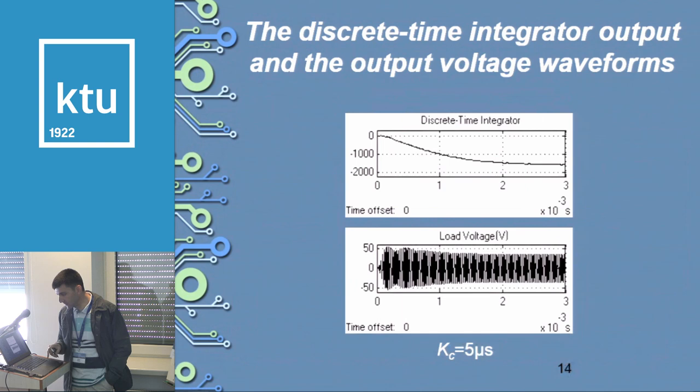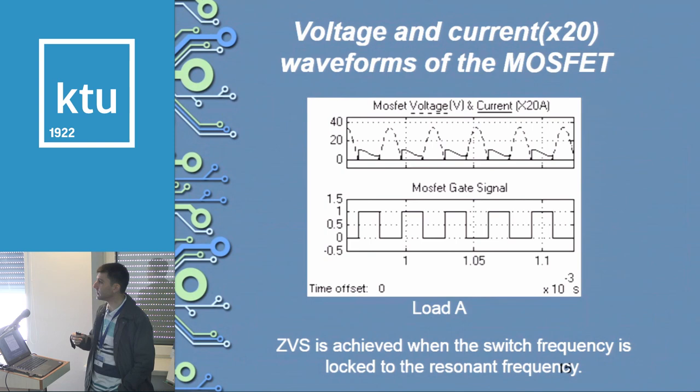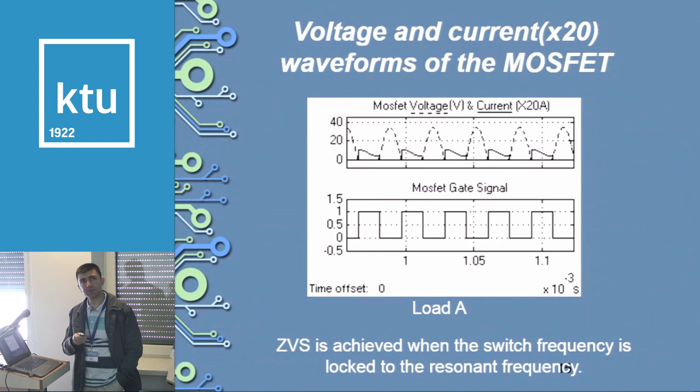Here are simulation results for different load values: this is the switch current, and this one is the switch voltage. According to these simulation results, we can see that they are in the same phase, and zero voltage switching at these points can be accomplished by using our DSP control unit. It means that the PLL is achieved by using a DSP controlled model. It is very important to achieve zero voltage switching for high frequency and high power converters.